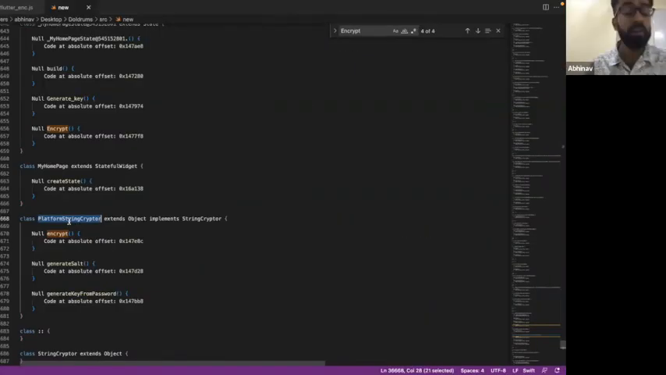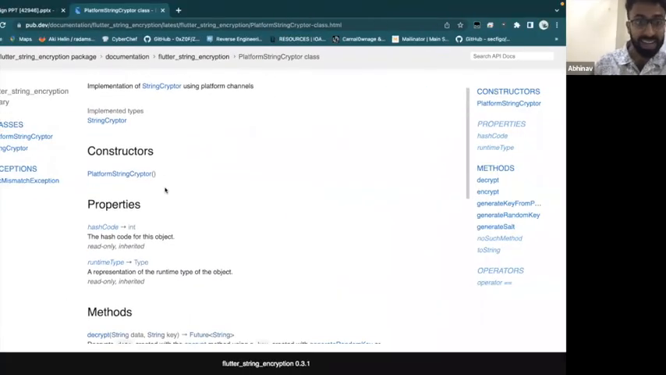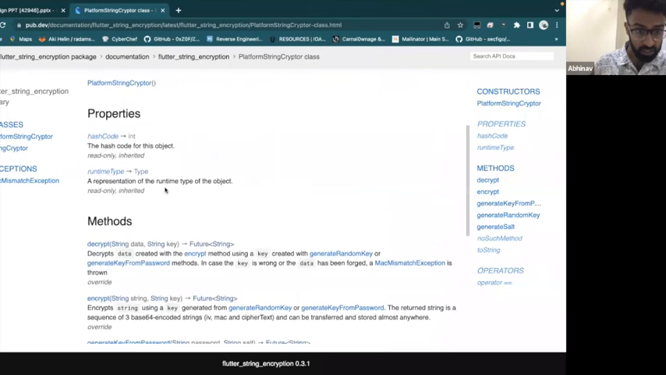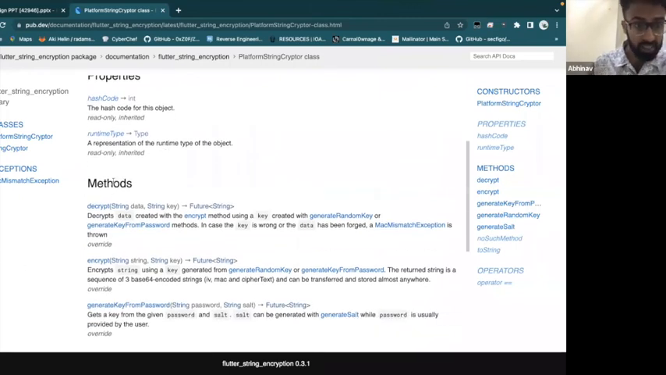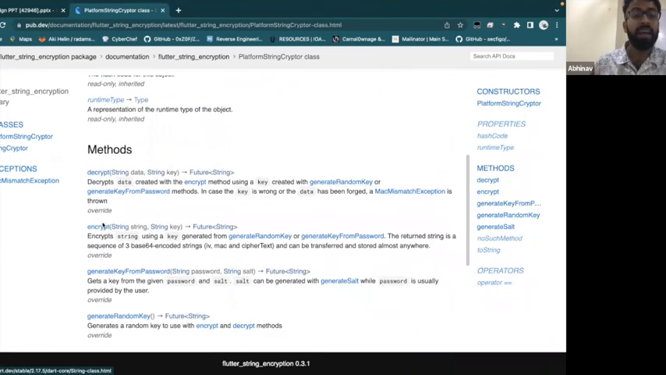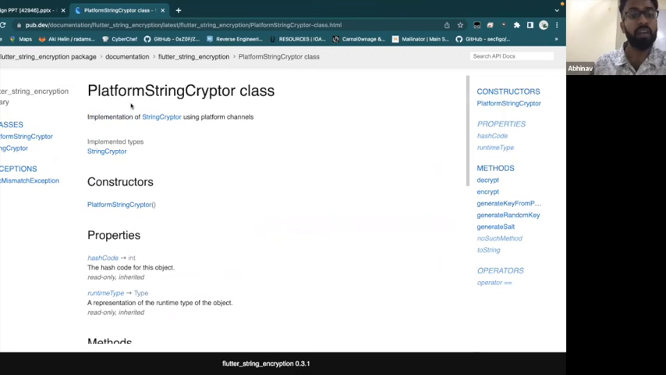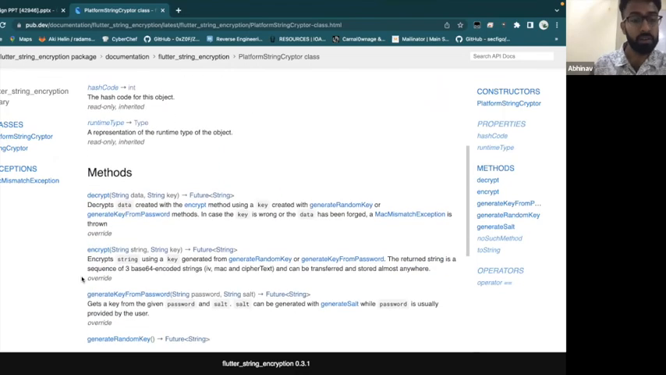So this looks like a very interesting class, and in this, encrypt is being called. Let us see if they have any information on the encrypt method. As you can see in methods, encrypt is used in platform string crypter, and it takes one string and one key. So it has two arguments: the string that needs to be encrypted and the encryption key that it is going to be using.